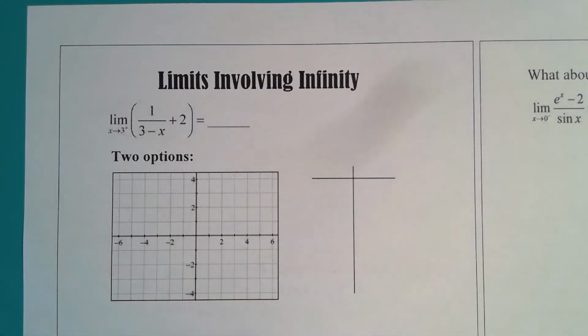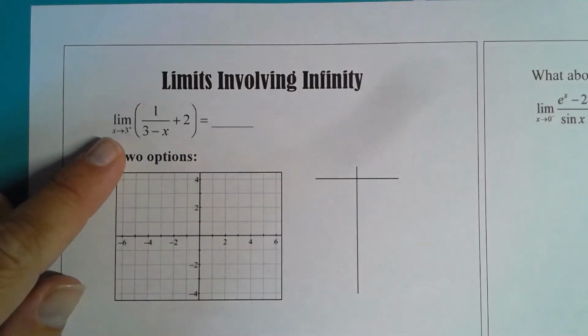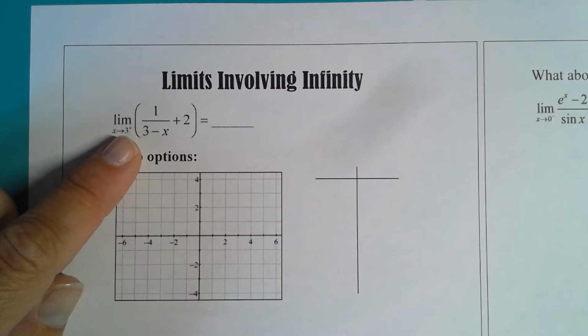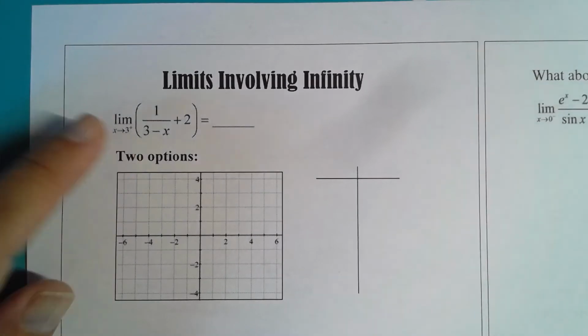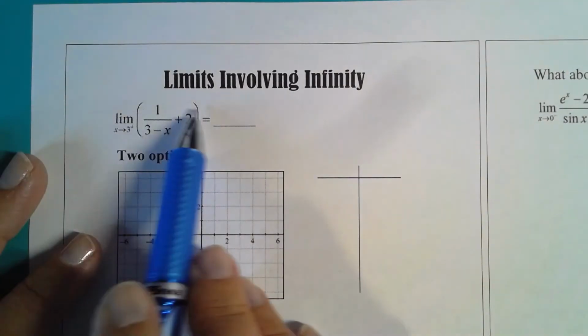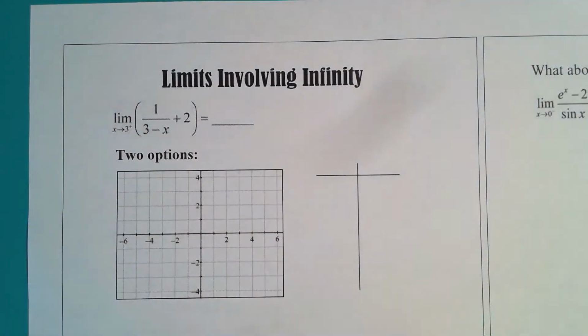Okay. So the first one says, what is the limit as x approaches 3 from the right? And we've got this function right here. Now, when they start asking about from the right or from the left, that typically means that there is something kind of funky going on in the graph, or it's not something that we'll be able to factor, reduce, plug in. So I want to talk about two options for this one.